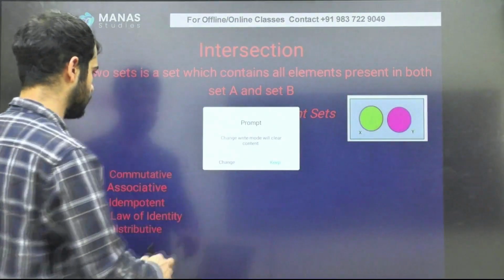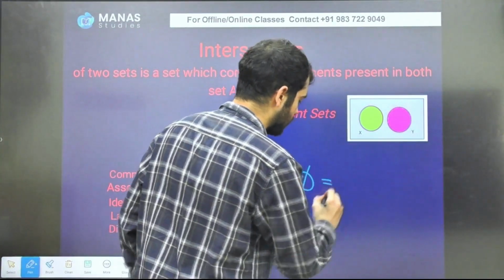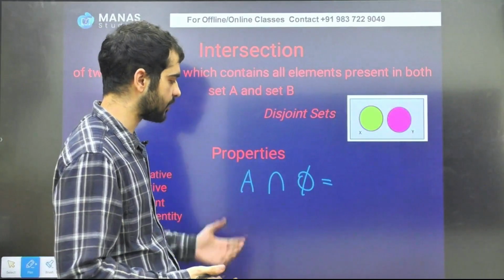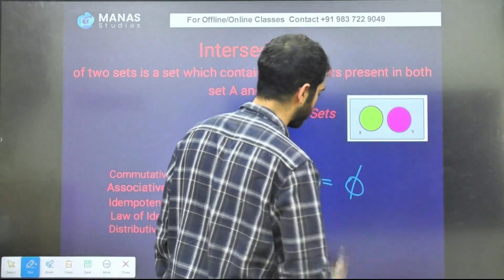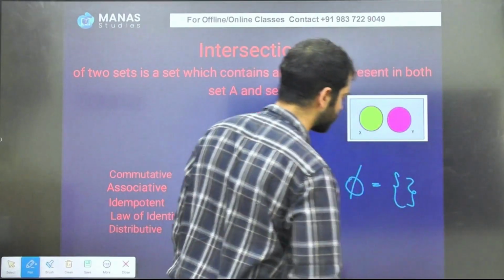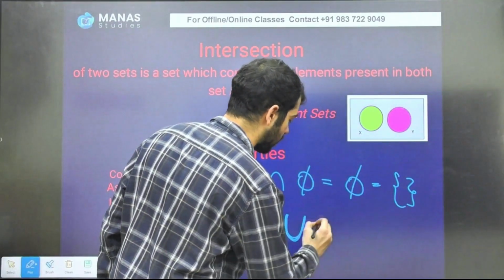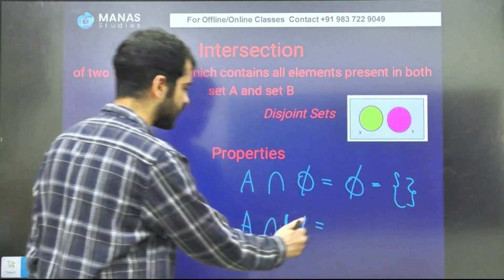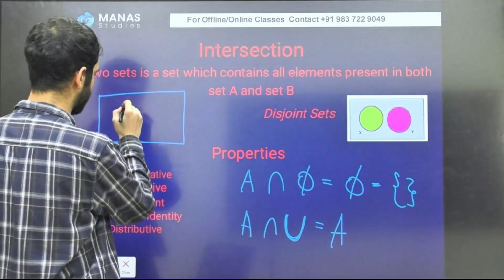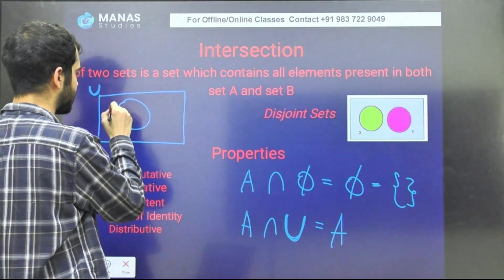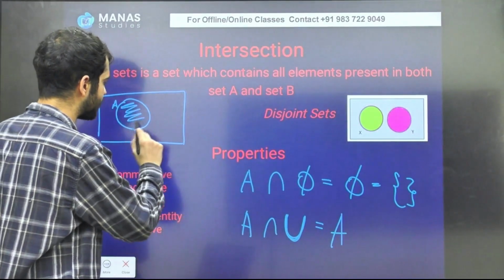Now let's see the cases of the law of identity. A intersection phi. One set may contain finite or infinite elements, but the other set does not contain anything. Now what is the common element? The common element would be phi, or it can be written as empty braces. Now if I'm going to take the common part of a set A with the universal set, how many elements would be common? All the elements of set A are going to be common. Compared to the previous case, if I have a universal set and there is another set A, I just have to pinpoint the elements that are common in both. They will be the elements inside the set A.